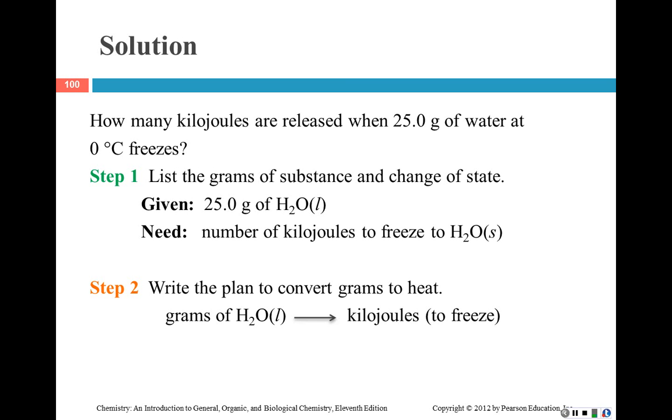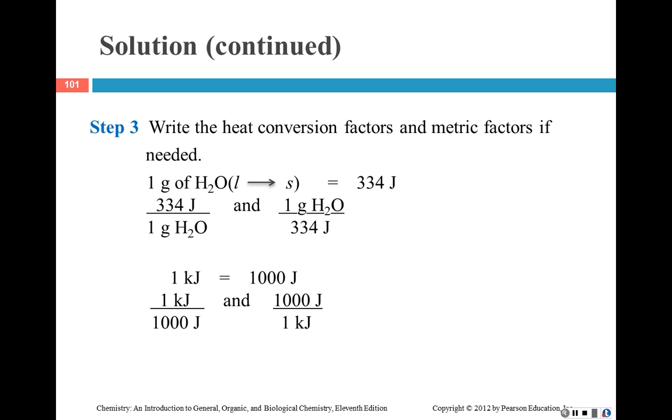So you have 25 grams of water, and we're going to freeze that, which means we're going to turn it into a solid. So how many kilojoules is that going to take? We're going to go from grams of liquid water to kilojoules. We know that the conversion factor is either 334 joules per gram of water or 1 gram of water to 334 joules. And we also know kilojoules and joules: there are 1,000 joules in 1 kilojoule. So we've got those conversion factors that we may need.